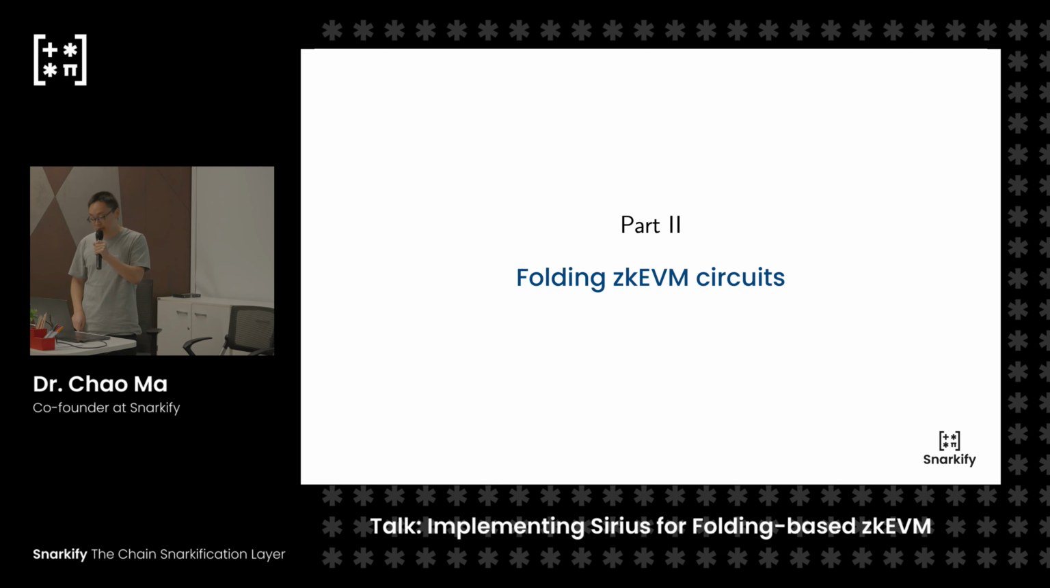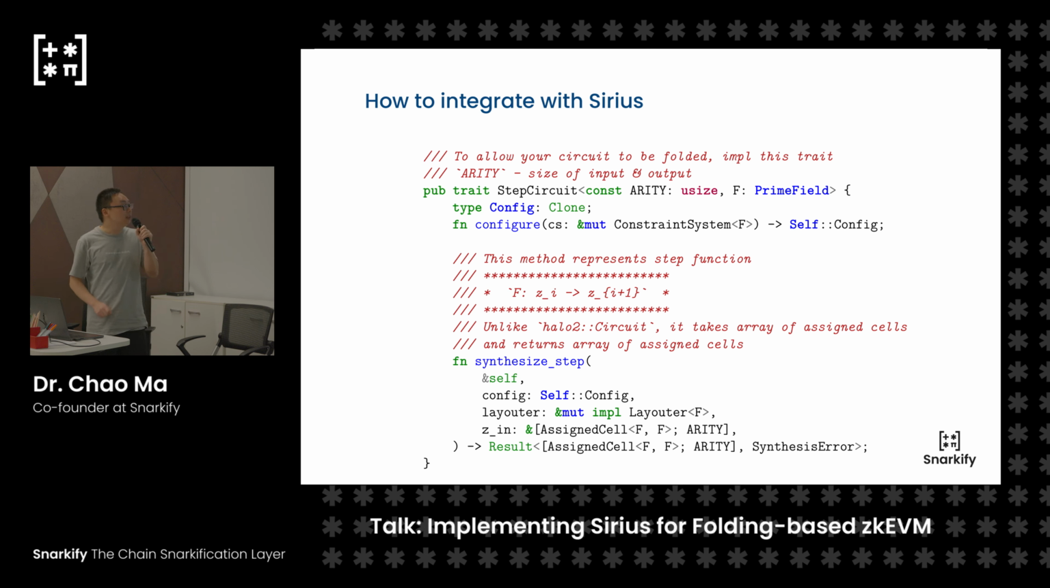In the second part, I'll talk about how we fold the zkEVM circuit. But before that, let me briefly introduce, from a developer's point of view, what kind of modification you have to make to your circuit so it can be used with our library. If you are familiar with Halo 2, any developer of a Halo 2 circuit has to implement the Halo 2 Circuit trait. Inside this trait, there are two functions you have to implement. The first is the configure function. The second one is synthesize.